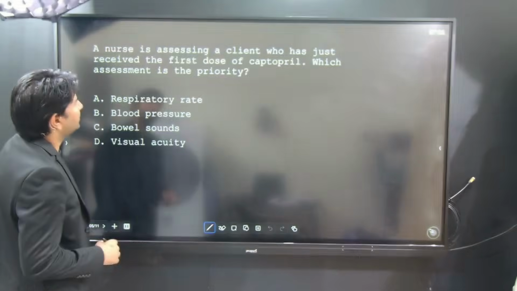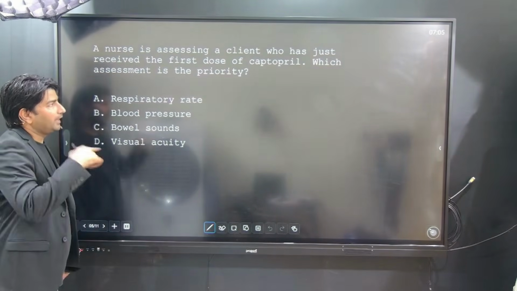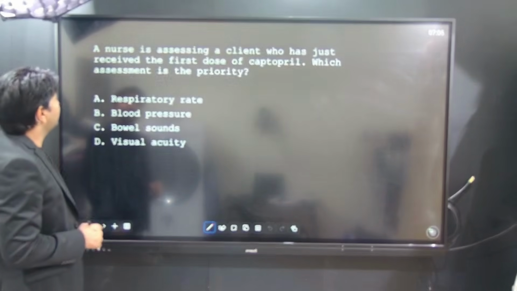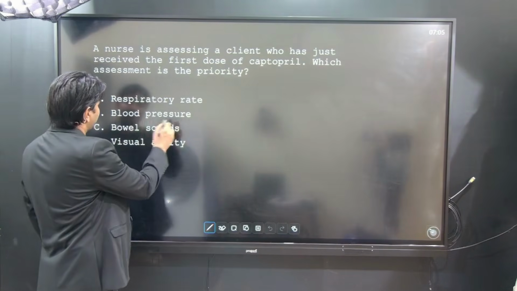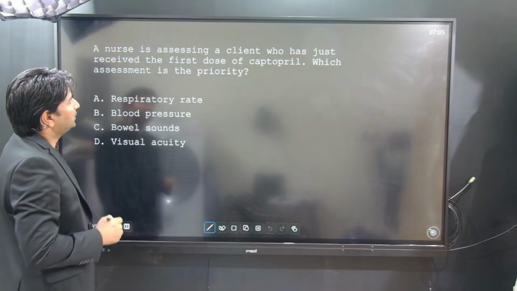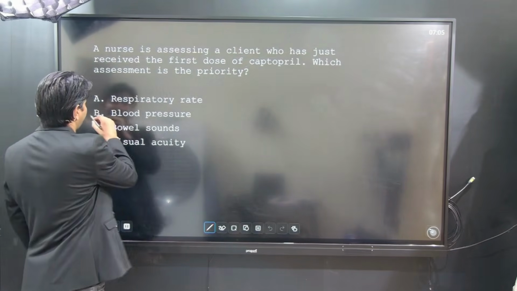A nurse is assessing a client who has just received the first dose of Captopril, the drug ending with the pril. It means this is also an ACE inhibitor. Which assessment is the priority? Respiratory rate, blood pressure, bowel sounds, and visual acuity. So this is a blood pressure lowering drug. So before starting this drug, we have to check the blood pressure.